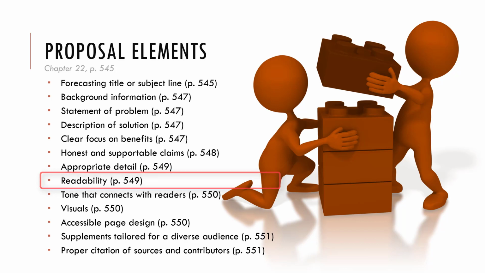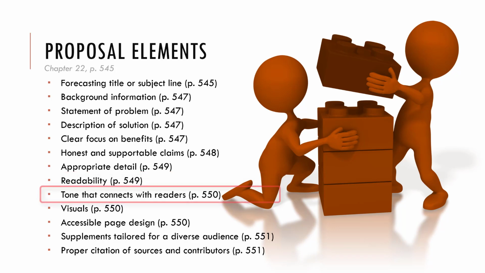So it's that kind of readability. You also want to think about your audience before you even begin, so that you can use a tone in your writing. This is not a tone of voice, but the words and the style that you use in your writing. You want to use a tone that connects with your readers, because again, your goal here is to persuade. You need them to feel some connection to you.